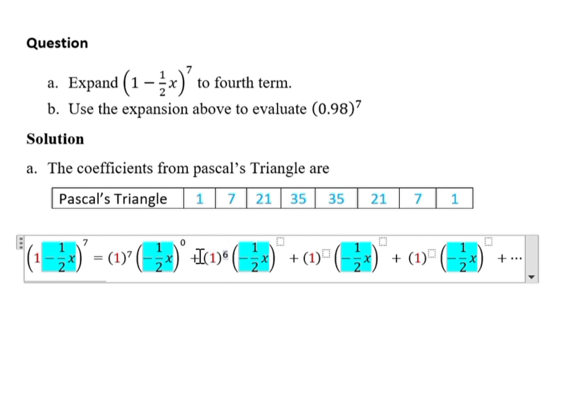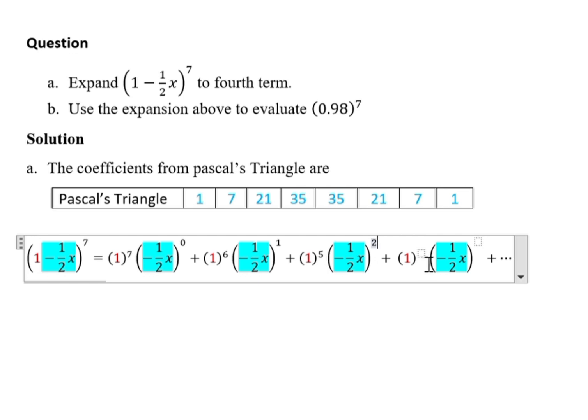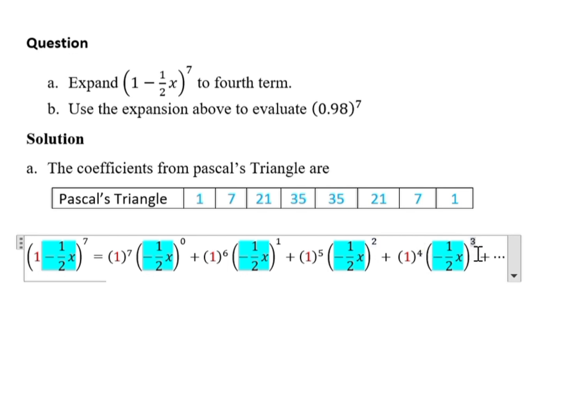So 0 plus 1 gives us 1. So this will be raised to power 1. The next one will be power 5. This one will be power 2. This one will be power 4. And this one will be power 3. You realize, as I've said, the power of 1 keeps reducing from 7. It keeps reducing by 1, while the power of this second part starts from 0 and keeps increasing by 1. You also need to note that the sum of the powers for each term must be equal to the power to which the binomial is raised.